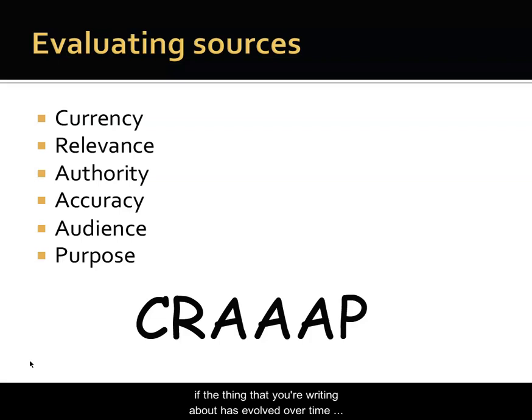Currency matters if you are trying to find the most up-to-date sources, if the thing that you're writing about has evolved over time and you need to be informed about what's going on now, or if you're writing about something that happened in the past and you're interested in how people wrote about it at that time. You might want to evaluate the currency. Relevance is important because you want to make sure that the sources that you find actually deal with the topic that you're writing about and not just something that's kind of related.